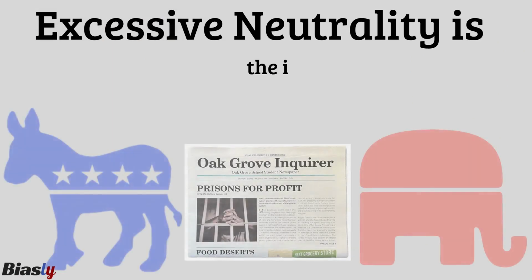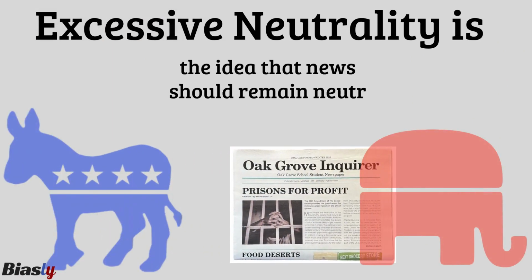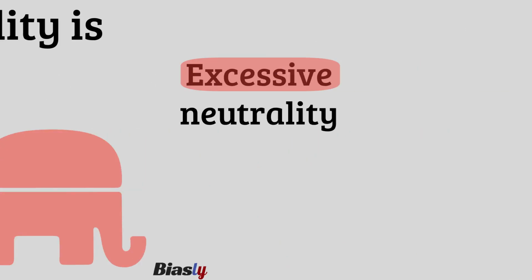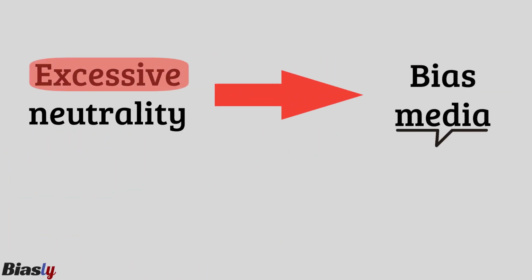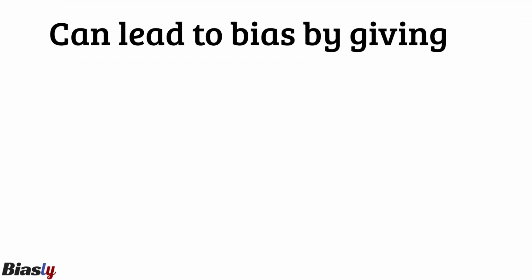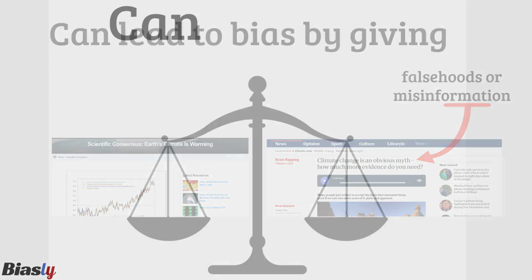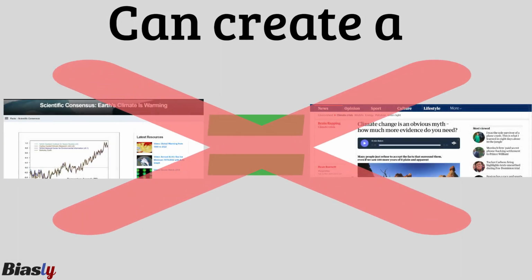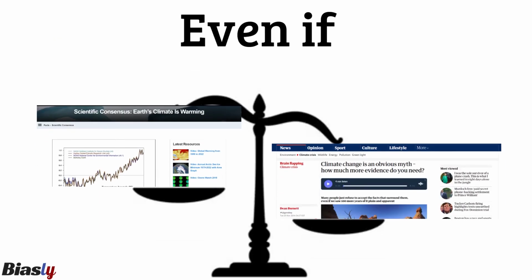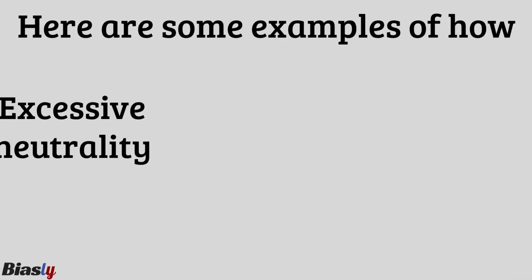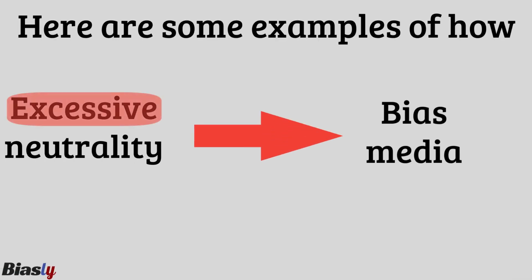Excessive neutrality is the idea that journalists and news organizations should remain neutral on issues in order to avoid bias. Excessive neutrality can actually lead to bias in the media. One way that excessive neutrality can lead to bias is by giving equal weight to all sides of an issue, even if one side is based on falsehoods or misinformation. This can create a false equivalency between two sides of an issue, even if one side is not supported by facts. Here are some examples of how excessive neutrality can lead to bias in the media.